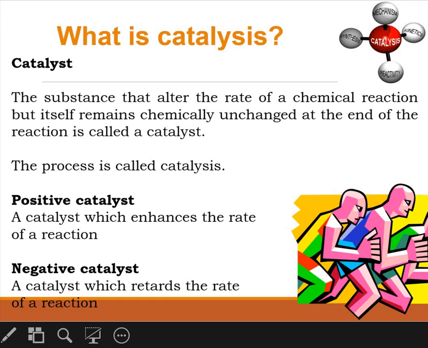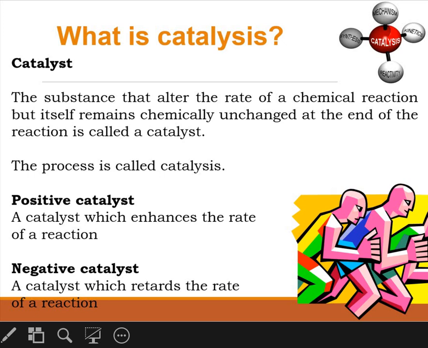A catalyst is a substance that alters the rate of a chemical reaction, but itself remains chemically unchanged at the end of the reaction. Here, alter means it may either increase the rate of the reaction or decrease the rate of the reaction. And at the end of the reaction, it remains chemically unchanged in its mass and its concentration. Then that substance is called a catalyst, and the whole process is called catalysis.